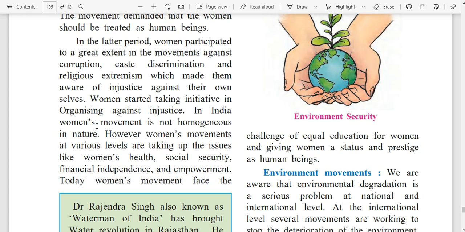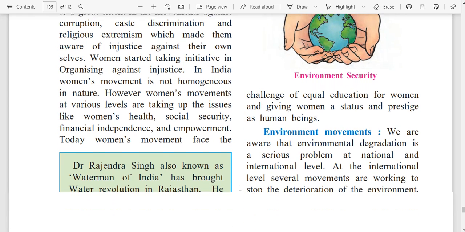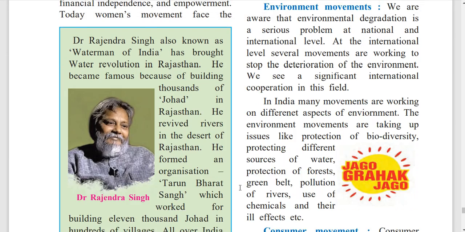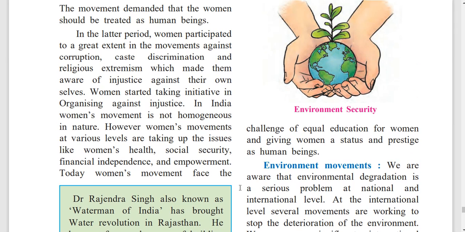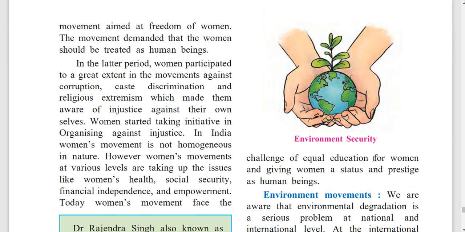In India, women's movement is not homogeneous in nature. However, women's movements at various levels are taking up the issues like women's health, social security, financial independence, and empowerment. Today, women's movement face the challenge of equal education for women and giving women a status and prestige as human beings.